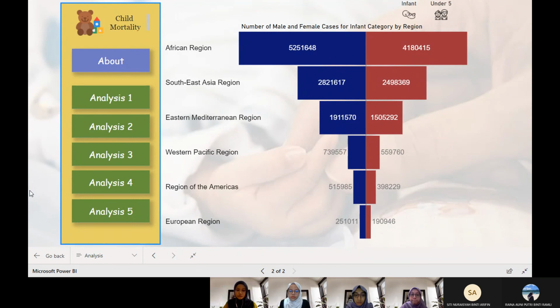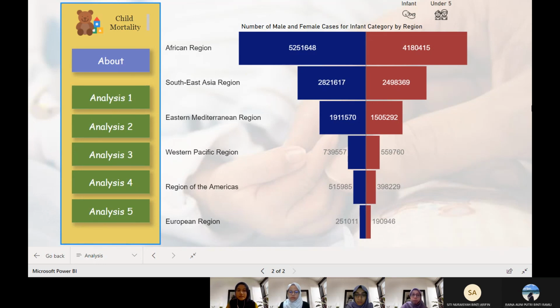Alright, so lastly, I'm going to explain the fifth analysis. If you click the analysis 5 button, it will redirect to this interface that displays a tornado chart. A tornado chart is used as it can greatly compare the relative importance of different variables. In this analysis, we would like to compare male and female variables for each category by region. Analysis 5 will answer research question number 5, which is to find the difference between the number of cases for female and male attributes in each category by region.